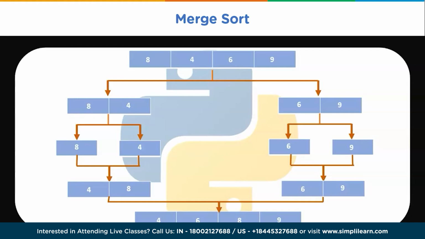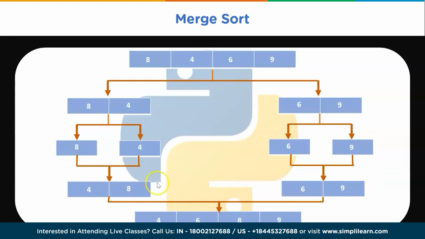Now you have two merged halves which are in sorted order, 4 and 8 and 6 and 9. Now while merging, you compare the leftmost elements of each array. So first you will compare 4 and 6. Now 6 is greater than 4, so you place 4 and 6 at their correct positions. Now you compare 8 with 9.